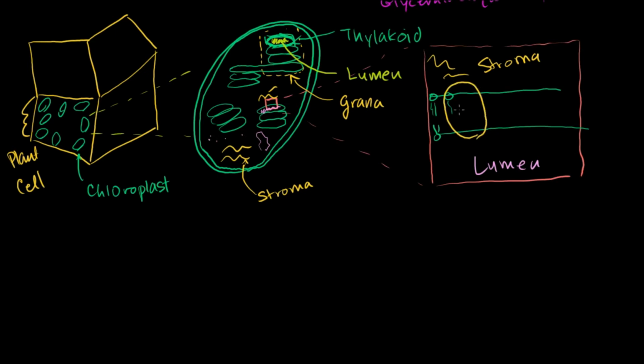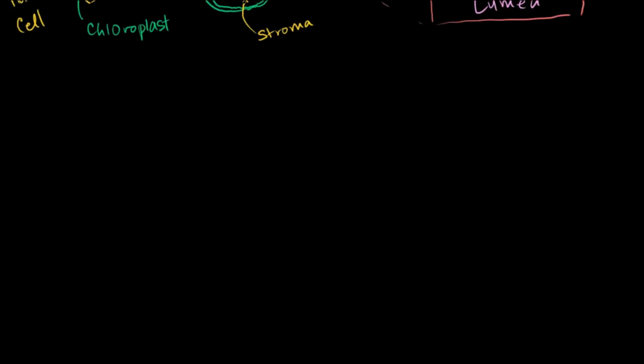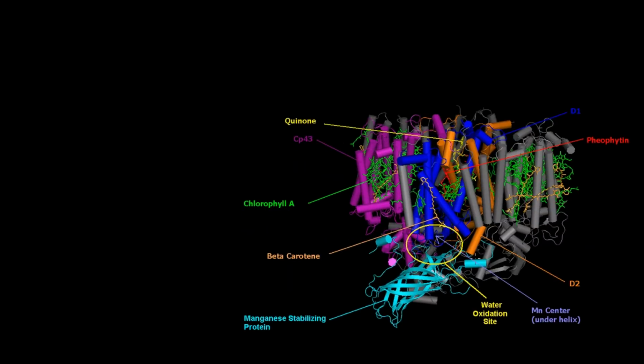I'll call this one photosystem 2. And I'm calling it that because that's what it is. Photosystem 2. You have maybe another complex. And these are hugely complicated. I'll do a sneak peek of what photosystem 2 actually looks like. This is actually what photosystem 2 looks like. So as you can see, it truly is a complex.